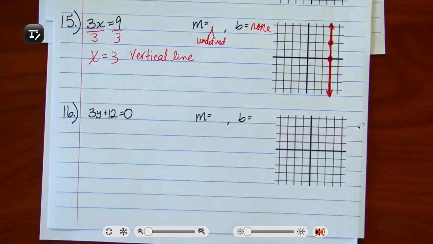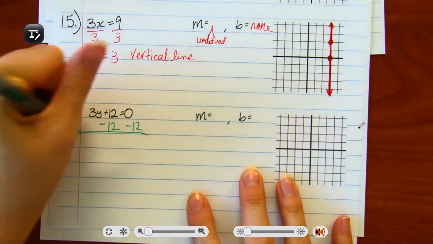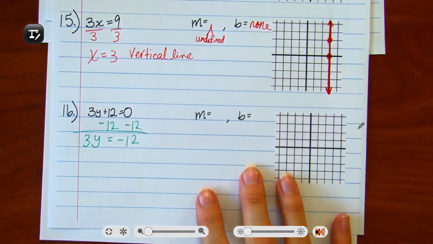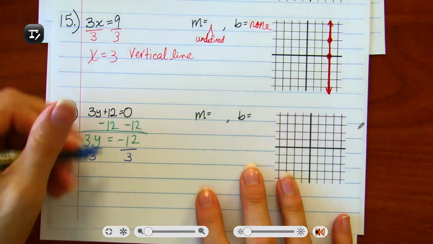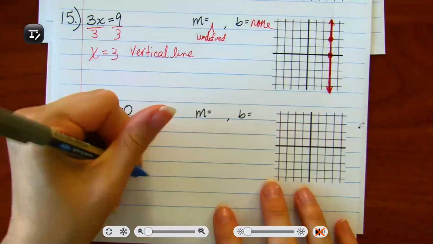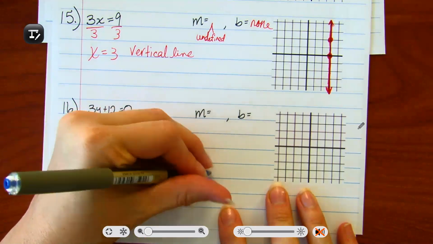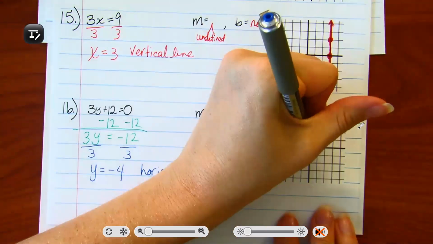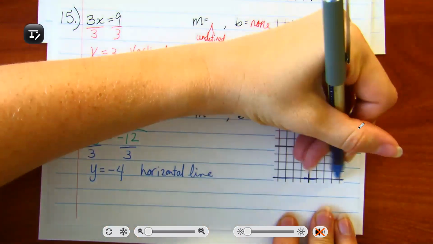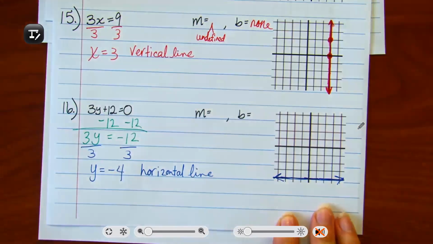Okay, on number 16, again, we need to get y by itself. So I'm going to subtract 12 from both sides, which gives you 3y equals negative 12, and then divide both sides by 3. So y equals negative 4. So that is a horizontal line at negative 4. So that's what it looks like.